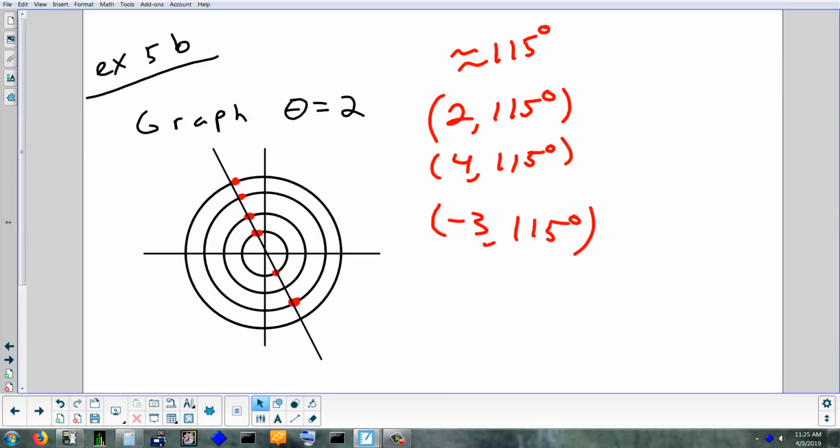Now, you can do arbitrary lines with a certain slope and a certain intercept. It's a little more complicated in polar, so we're not going to talk about that right now. But that's the only kind of line you would need to know. Any questions on the first two? All right.